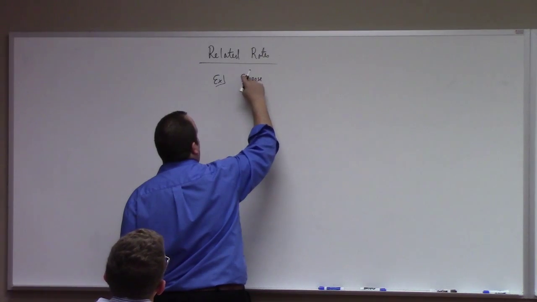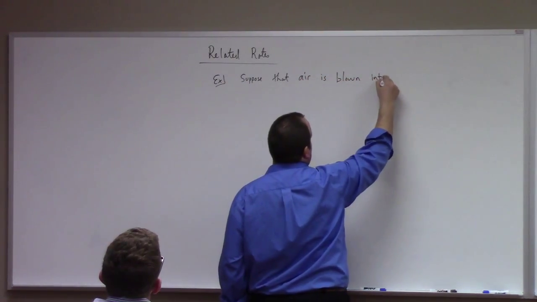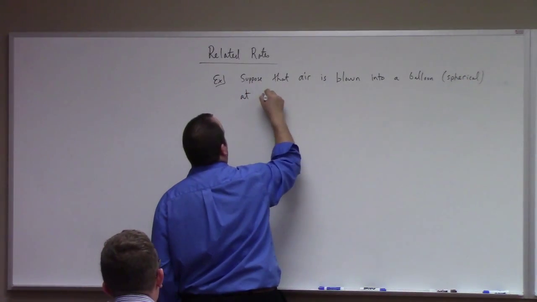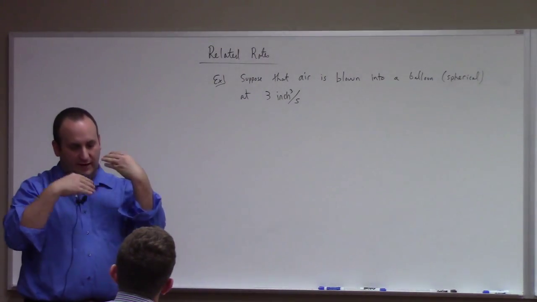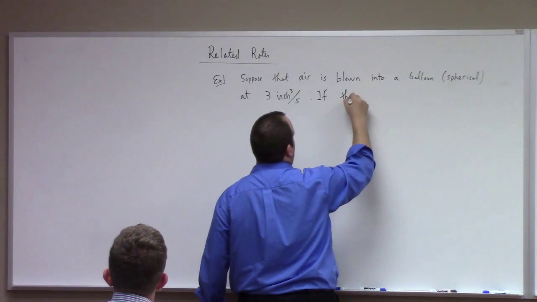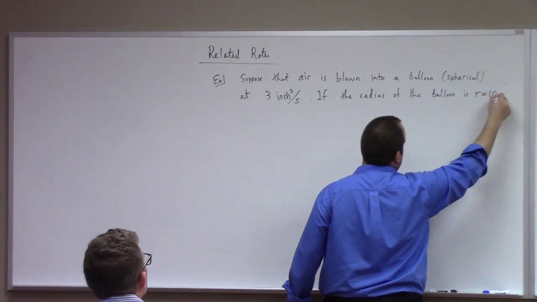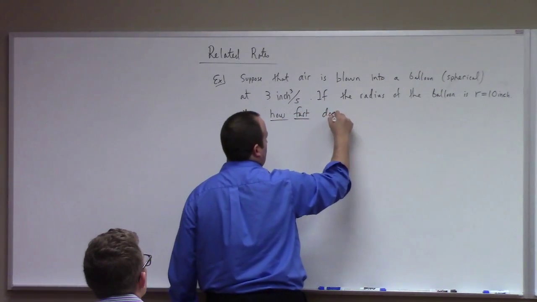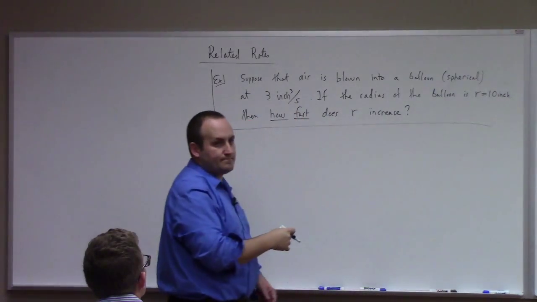Suppose that air is blown into a balloon, which is spherical, at 3 inches cubed per second. All right, so you're blowing up a balloon 3 cubic inches per second. Every second, you're putting 3 cubic inches of air into the balloon, all right? If the radius of the balloon is r equals 10 inches, then how fast does r increase? At that moment, of course. At that instant of time.